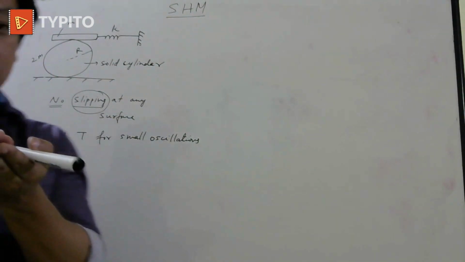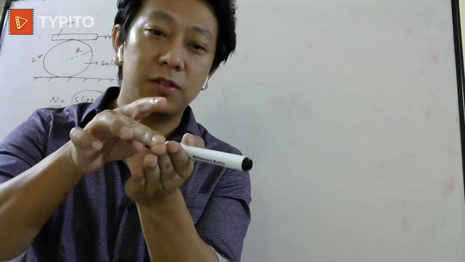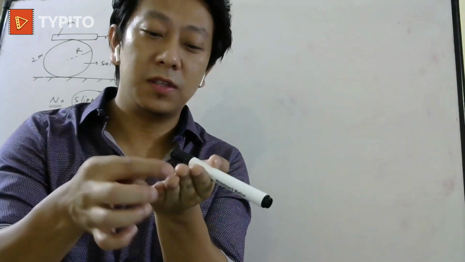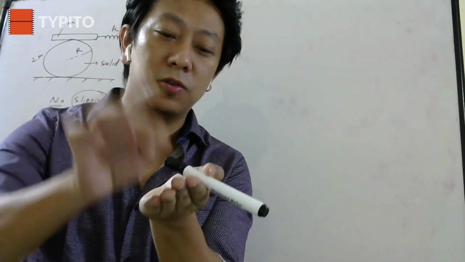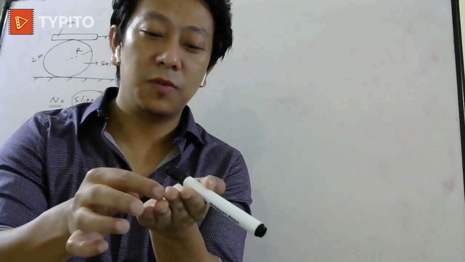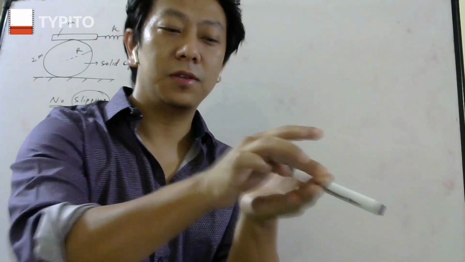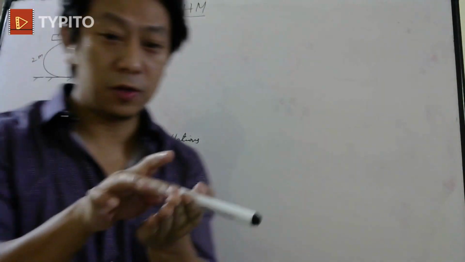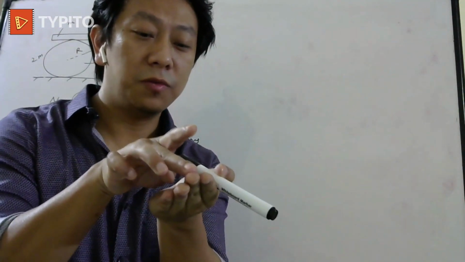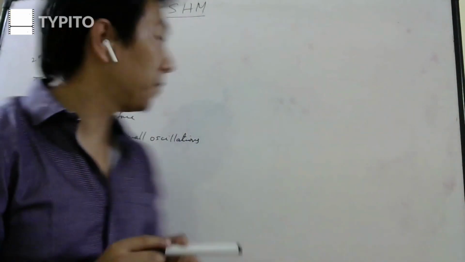So the 2 points which are in contact, if there is no slipping, that means what? This point and this point, they should have the same velocity at every instant. So if this is at rest, this point also should be at rest. If this is moving with 2 meters per second, this point also should be moving with 2 meters per second. So in that way, there will be no slipping between the two surfaces. If one will move faster than the other, then there will be slipping.